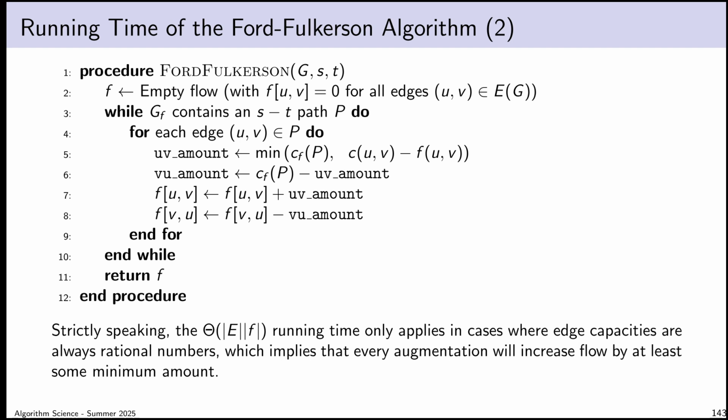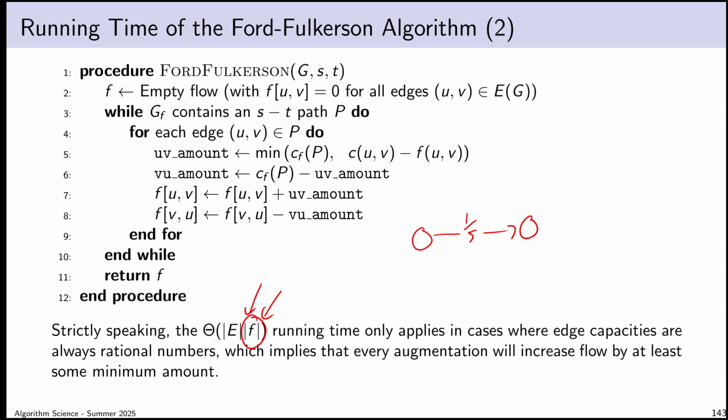Now, actually, it gets a little bit worse. There's one case I've been avoiding, which is that this running time only applies in the cases where your edge capacities are always rational numbers. The reason for that is that it implies every augmentation will increase flow by some minimum amount. In the case where all of the edge capacities are integers, it's, well, easy isn't the right word. It's a little bit tedious, but it's within our reach to write a proof that shows that if the capacities of every edge are always an integer, then every augmentation will increase the total value of the flow by at least 1. And if that happens, then you are guaranteed to reach the maximum flow value in a number of steps that is proportional to this number here.